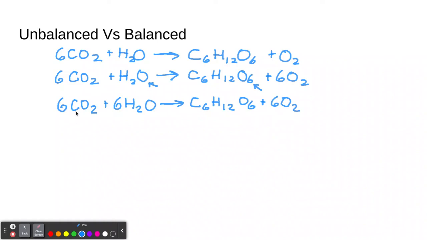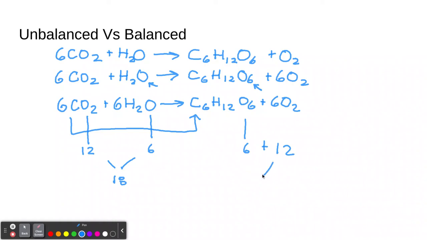So here we have 6 carbon. There's 6 carbon over here, and there's 6 carbon over there. So carbon is fine. There's 12 oxygen, because we have 6 O2. Plus here now we are saying 6 oxygen, so this gives us 18 oxygen. 12 plus 6 is 18. And over here we have 6 oxygen plus 12. 18. Oxygen is balanced. Now, if hydrogen is balanced, we have a balanced equation. Do you think it's balanced?